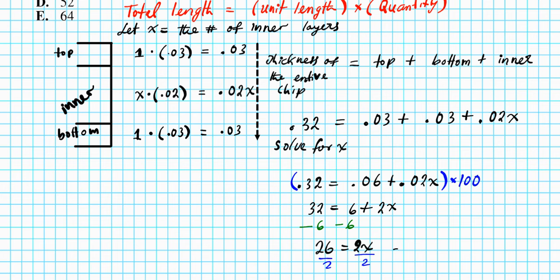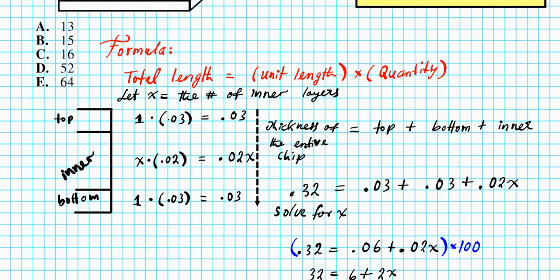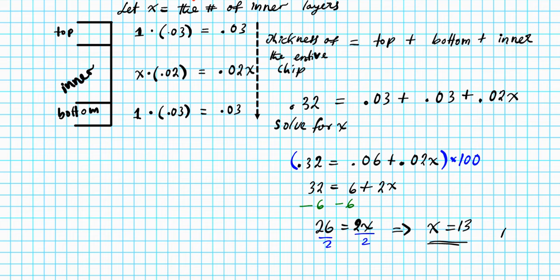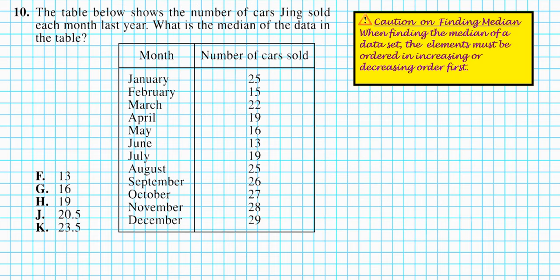And our final answer, x is equal to 13. So the number of inner layers that you have is 13. 13 total inner layers. Answer is option letter A. Okay, option letter A is the answer for number 9. All right, number 10, last one in this review installment.